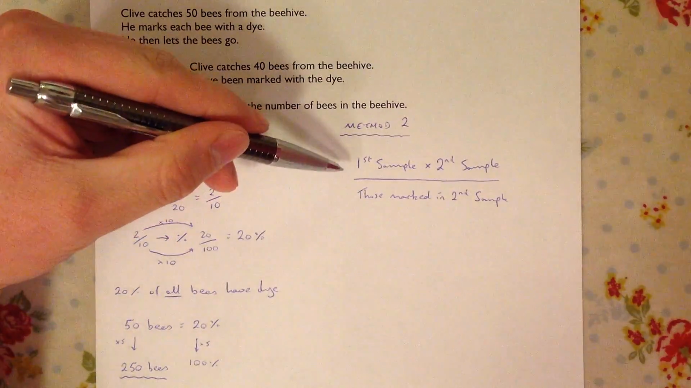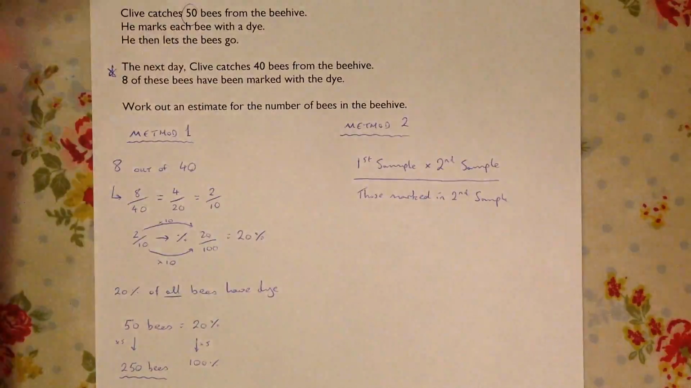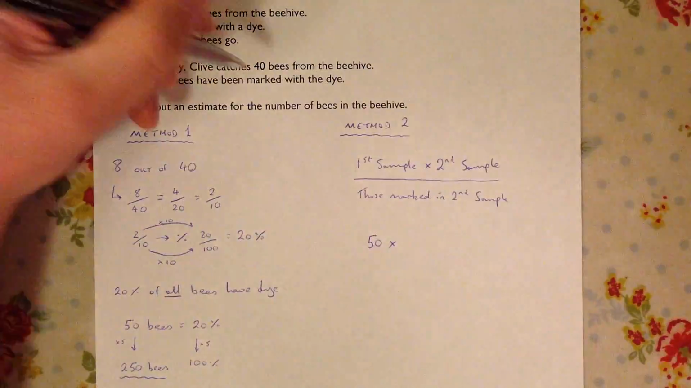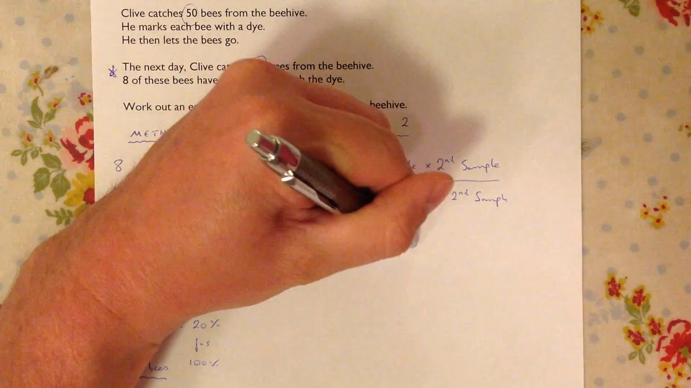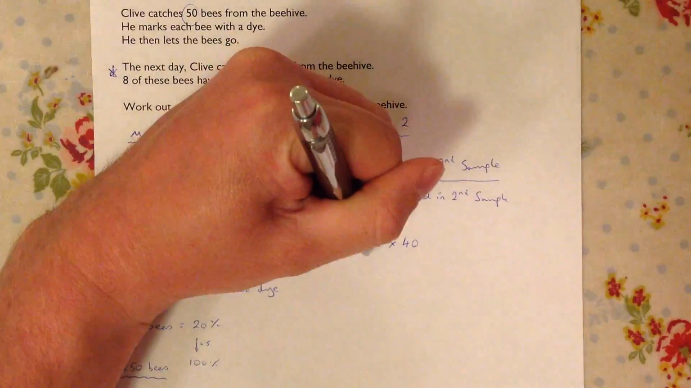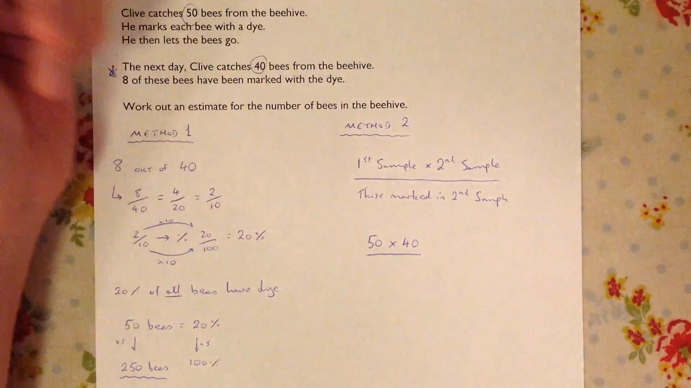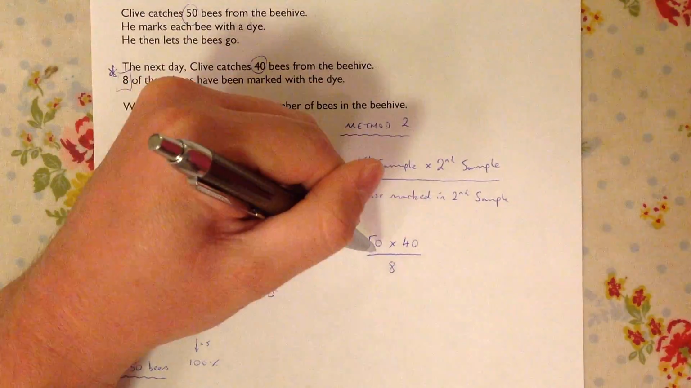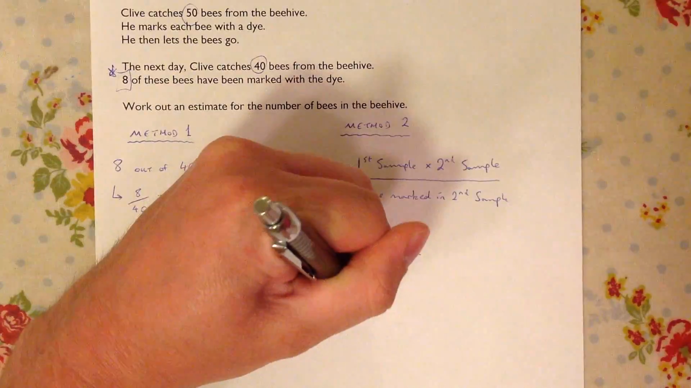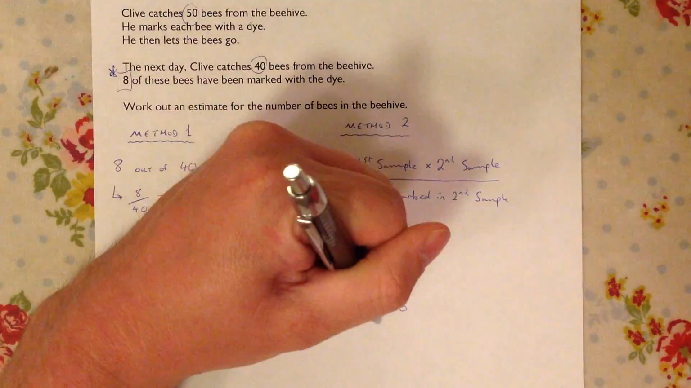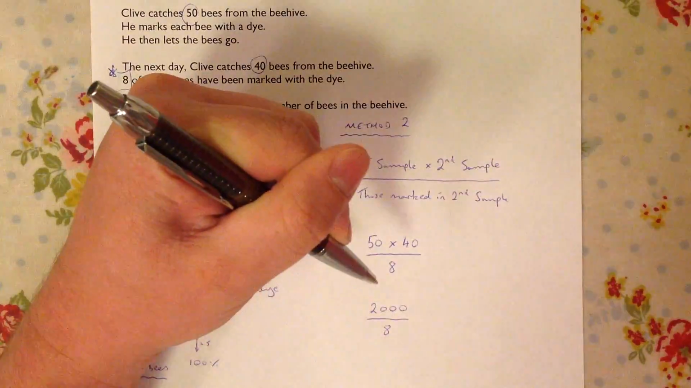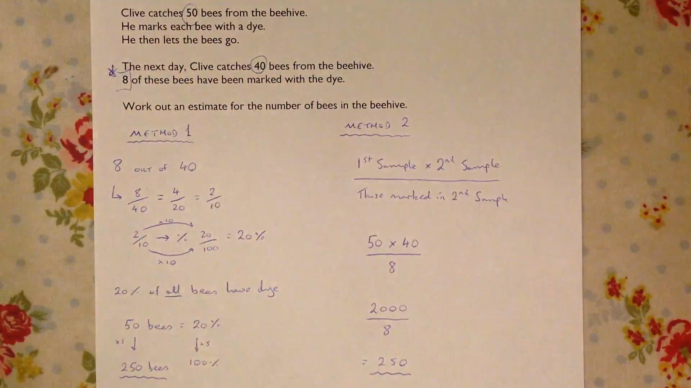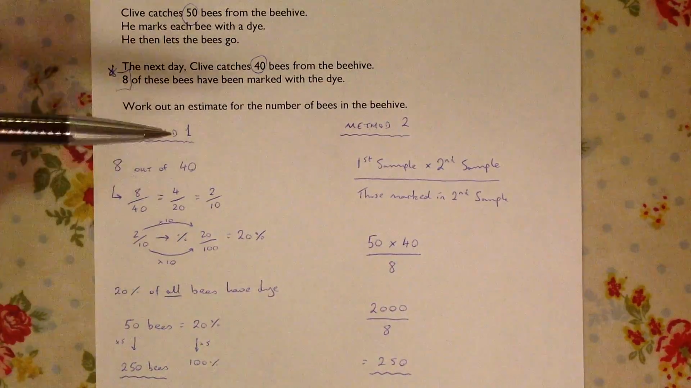So my first sample was 50 bees. So I'm going to have 50 multiplied by, now my second sample was 40 bees. So I'm going to have 50 multiplied by 40. And then I'm going to divide that answer by those that had marked dye on them in the second sample, which was 8. So that's going to give me 50 multiplied by 40, which is 2,000. And I'm going to divide that by 8, and that's going to give me the 250 bees that we already had as our answer for an estimation for how many were in the hive.